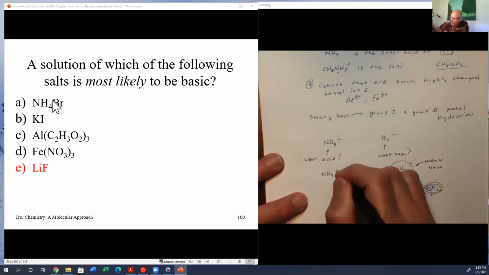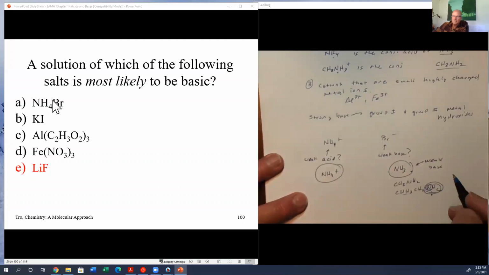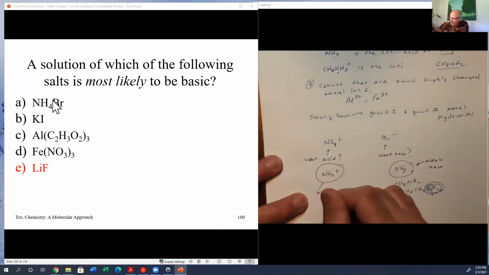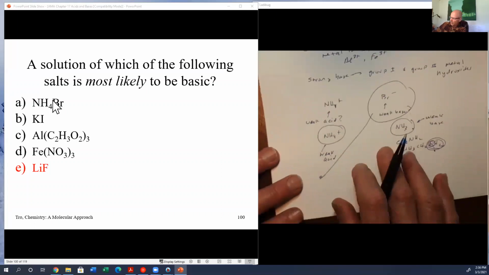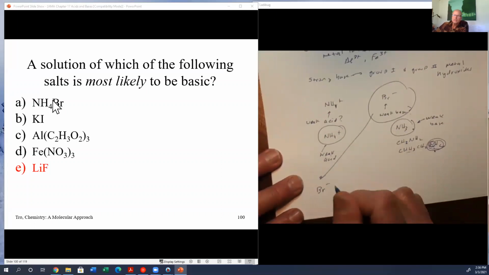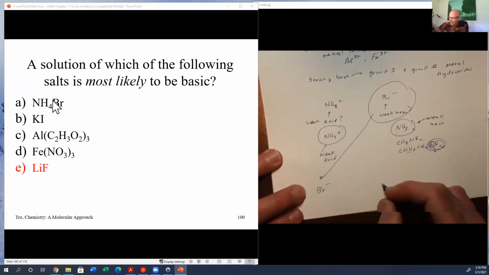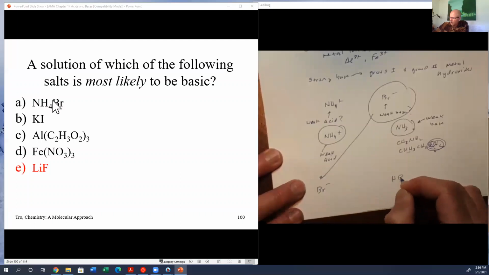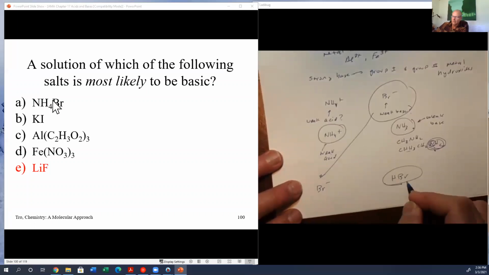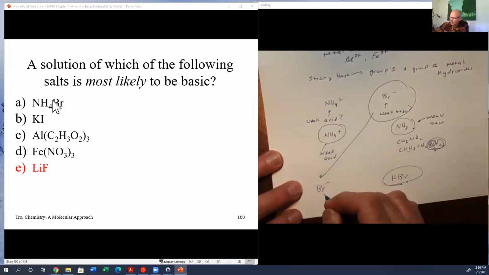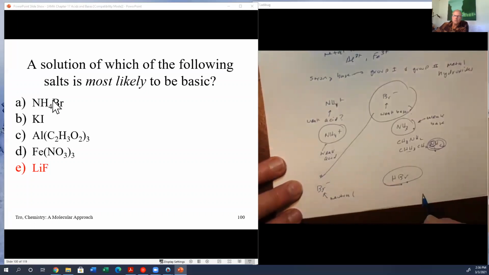So what does that tell you about this ion? It's a weak acid. Okay. And then you look at Br minus, and for Br minus, you're going to say, okay, it's the conjugate base of what acid? It's the conjugate base of HBr. HBr is a what? Strong acid. So Br minus is neutral. Are you with me?